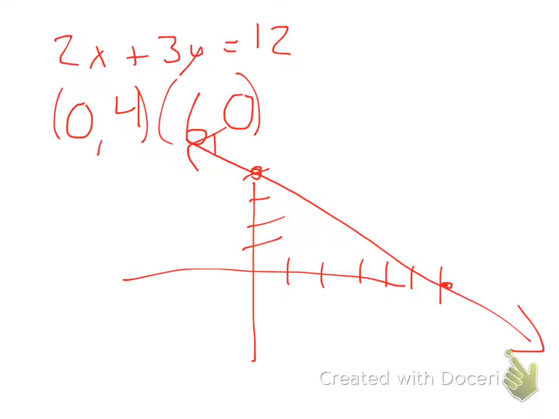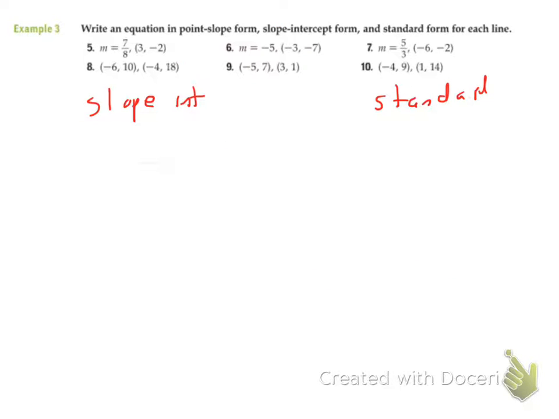Okay, so listen up for your homework. So for your homework, I want you to actually do all 6 problems. These 6 problems, I want you to write in point-slope form. I want you to write it in slope-intercept form and standard form for each line. Then I want you to graph it. I want you to graph these 2 and those 2.